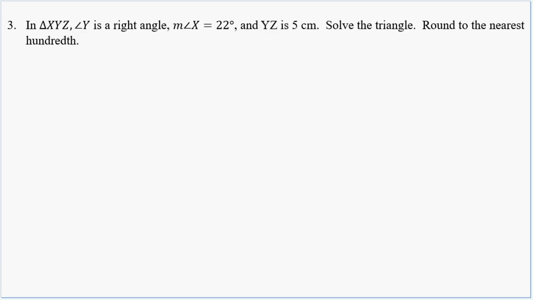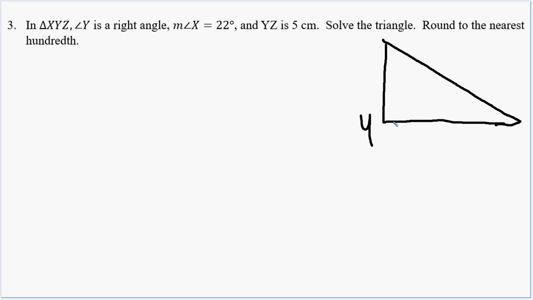In this one, we are going to have to draw our own triangle. It says angle y is a right angle. So I'm going to draw my triangle this way. Angle y is the right angle. And I'm just going to call this angle x, and this angle z. So x is 22 degrees. YZ is 5. And it wants us to completely solve the triangle.